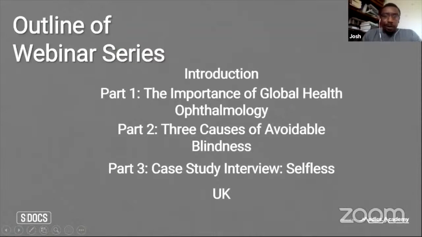This is an outline of my webinar series. So I will start with an introduction now, and then I will do part one, which is going to be the importance of global health ophthalmology. Look out for my next videos, which will be part two, three causes of avoidable blindness, and part three, a case study interview with Selfless UK charity. So really interesting things that we're going to be looking at and talking about.